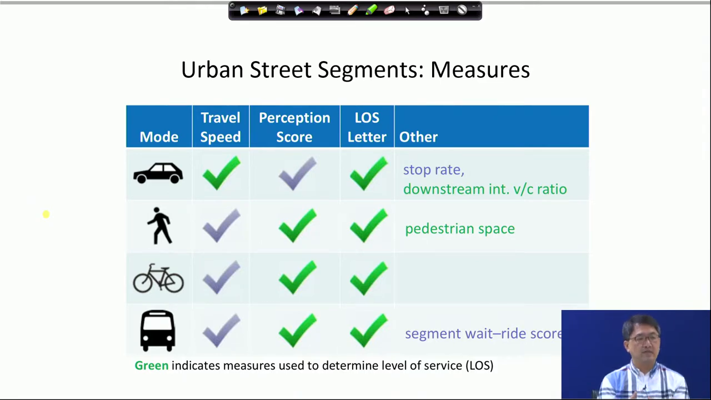the quality of service. Pedestrians are based on personal space, how big a personal space a person can actually keep while moving around. In the bicycle case, there are many aspects of it. One is whether a dedicated lane is available, how many vehicles are nearby, things like that. So I'll show you some of those later, next class. And then buses and transit are also being used. So these are the measures used.